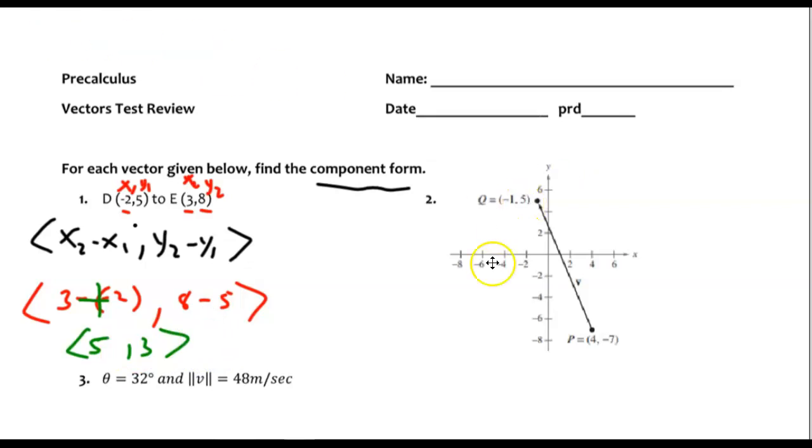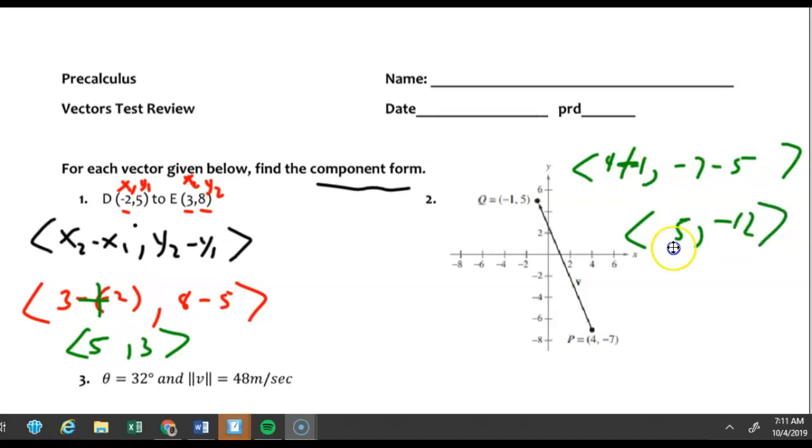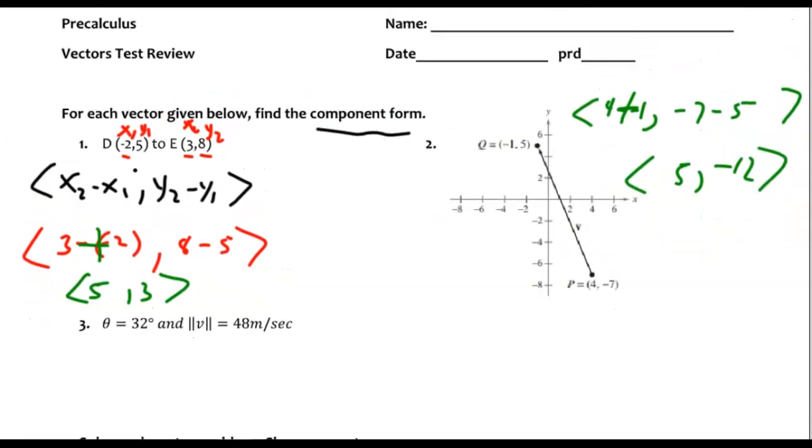Now for number 2, again, we have two coordinate points on the graph. I'm going to do PQ just because alphabetically P comes before Q. You can do them either way. It doesn't matter which one you do first for x1, x2. It's going to all work out. So for this one, I'm going to do 4 minus negative 1, and then negative 7 minus 5. So 4, that becomes a plus again, right? Two negatives is a positive. So 4 plus 1 is 5, and negative 7 minus 5 is going to be negative 12. There's our component form right there.